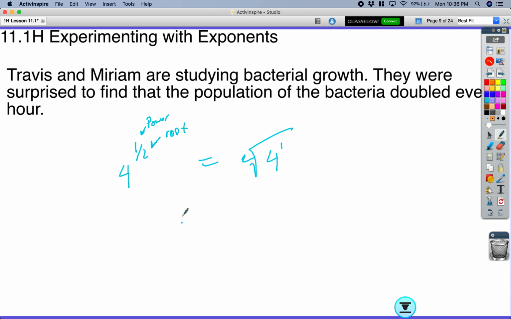So you can do this with several different types of problems. If you have 2 to the 3 over 2 power, this is saying 2 to the third power and take the square root of that. So remember, the numerator is the power, and the denominator is your root, okay? So let's go ahead and explore this idea.